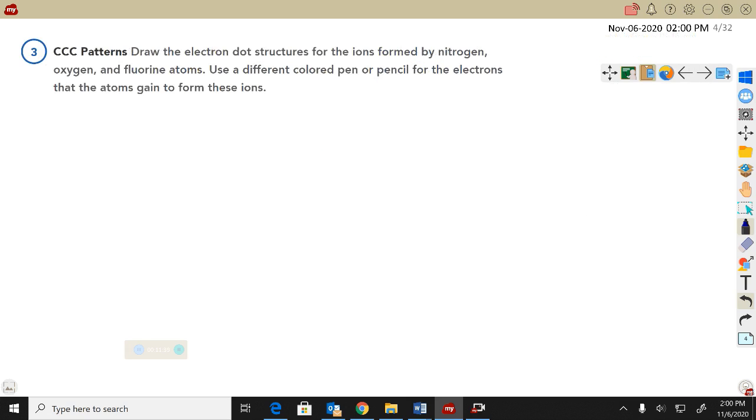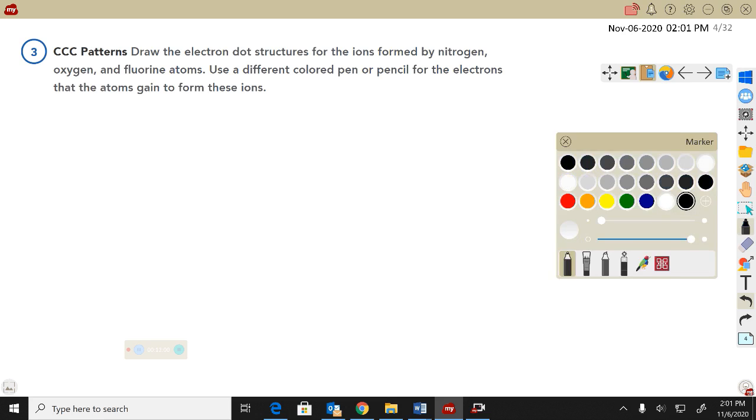Awesome. So then let's draw a couple. They want me to draw some electron dot structures for the ions formed by nitrogen, oxygen, and fluorine atoms. Use a different colored pen or pencil for the electrons that the atom gained to form these ions. Okay, so here's what we're looking at.